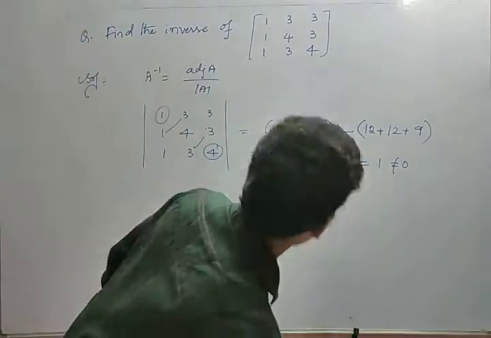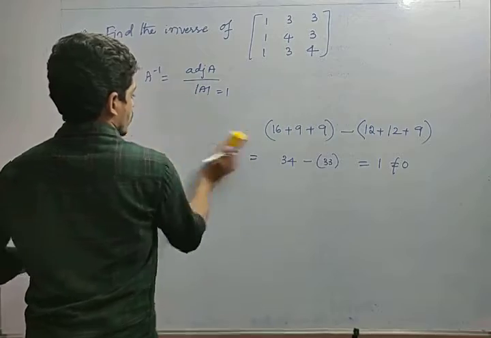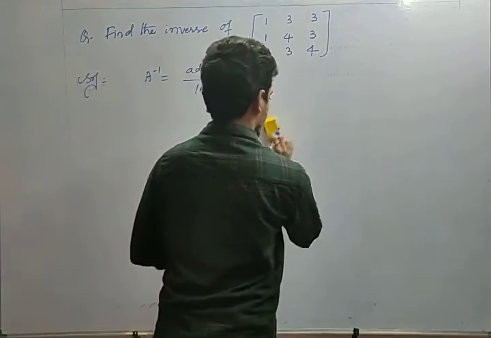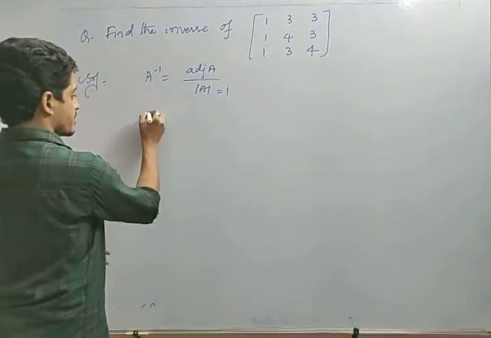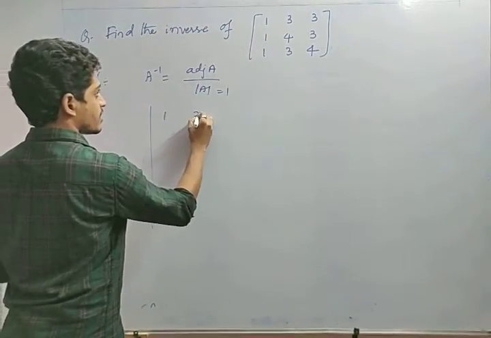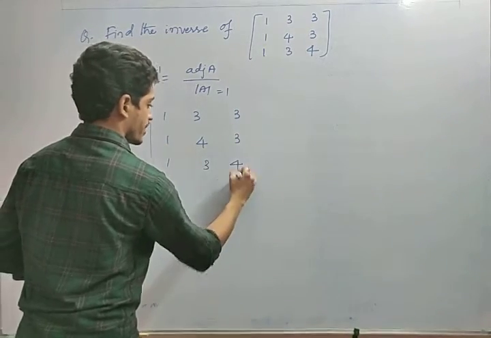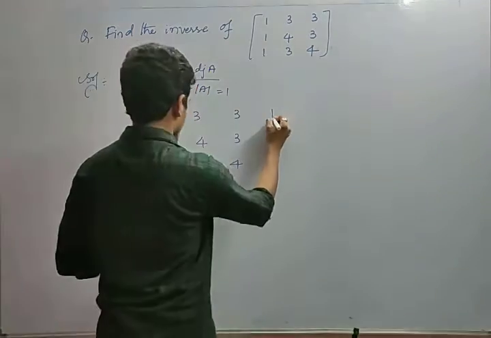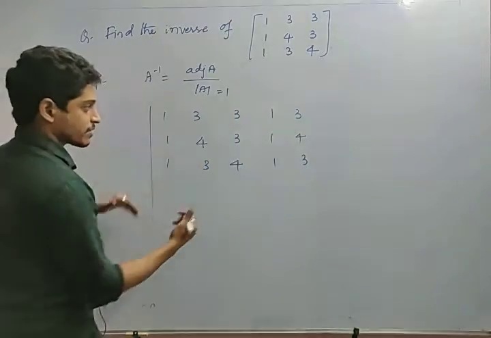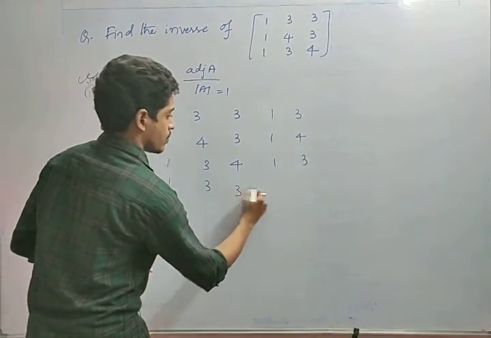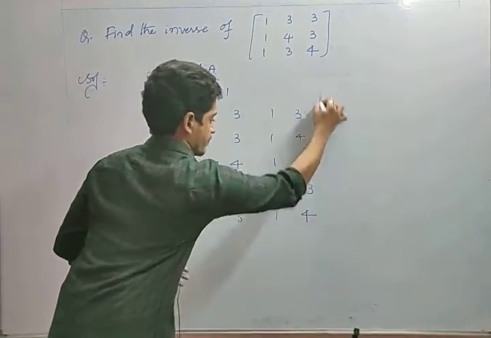Okay, fine. Now the determinant is equal to 1. So now we have to calculate the adjoint of the matrix. I have already told you the shortcut for the adjoint also, right? So how to find the adjoint of the matrix? First, 1 3 3, 1 4 3, 1 3 4, right? First extend the first two columns there: 1 1, 1 3, 4 3. Now extend the first two rows: 1 3 3 1 3, 1 4 3 1 4, right?